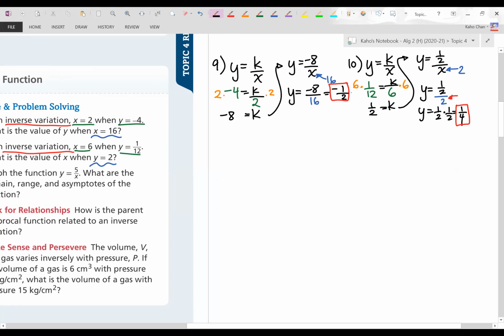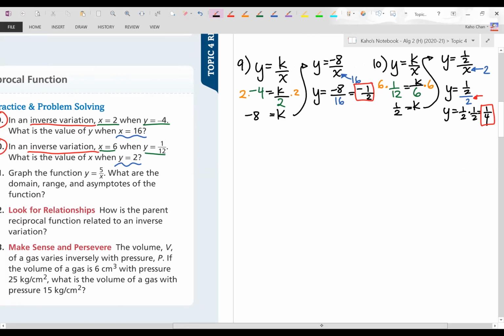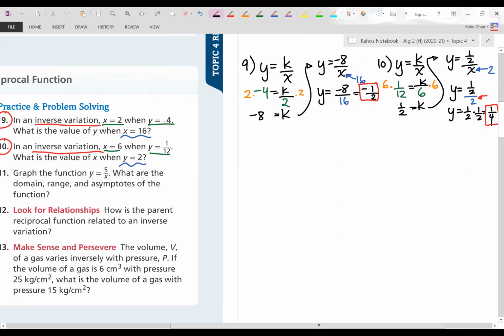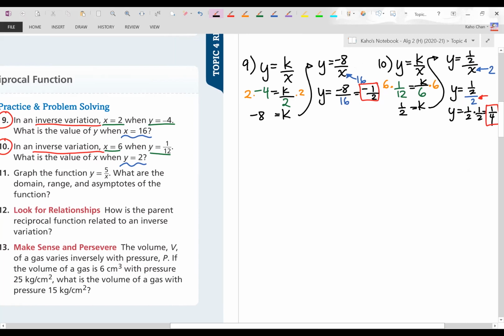Okay. Any questions about 9 and 10? A little bit of some fraction play there. Just be careful there. Number 11, I'm going to skip. Oh, actually, no, I'm sorry. I'm going to go ahead and graph number 11. Let's do that.